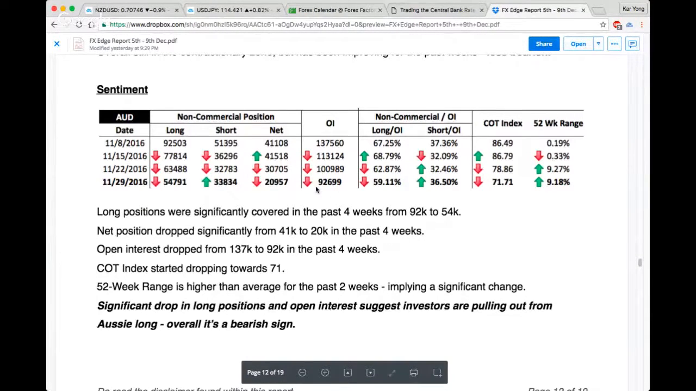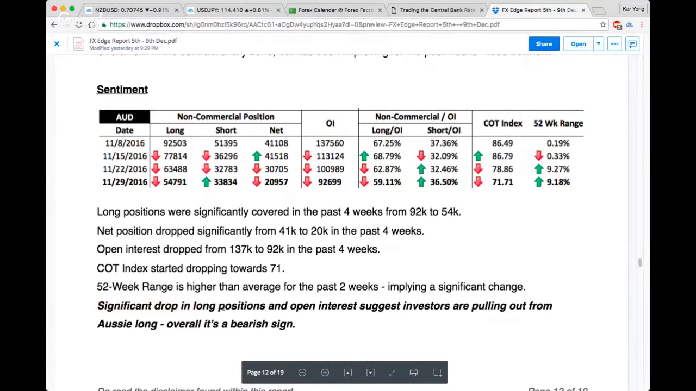Open interest has been dropping for the past 4 weeks as well. If you look into the 52-week change, the last 2 weeks has been a huge and significant change. So this tells us that these 2 weeks are very significant. And this is the conclusion that we had.